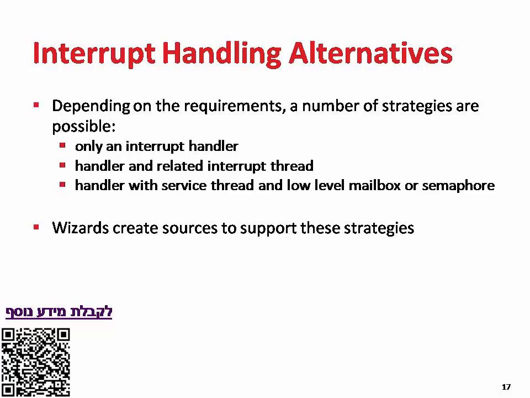InTime provides a number of alternatives that a programmer may choose from. Handler only. This is rather uncommon, as the handler is not allowed to execute any InTime functions, with a few exceptions related to interrupt handling. Handler and interrupt thread. This is the most common choice, as it allows the programmer to distribute the work between the handler, most time-critical actions but no InTime functions, and the thread, less time-critical, normal InTime environment with thread priority bound to interrupt level. Handler with service thread and low-level mailbox or semaphore.